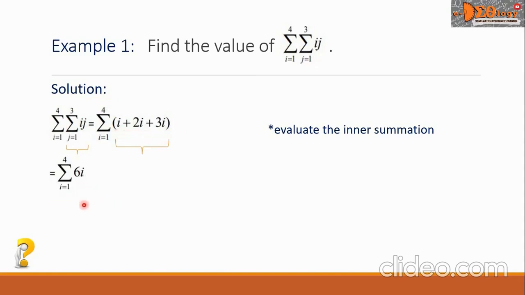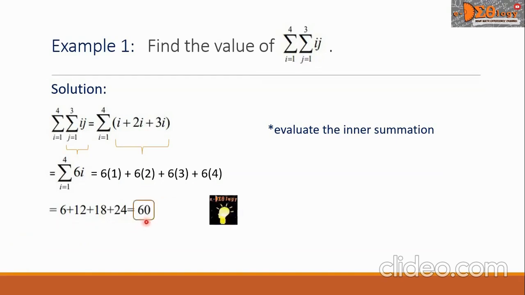Now we have a single summation. And this is now summation of 6i, where i equals 1 up to 4. When we expand this, we will have 6 times 1 plus 6 times 2 plus 6 times 3 plus 6 times 4. We simplify each of the products. We have now 6 plus 12 plus 18 plus 24. And the final answer is 60. This is the value of the double sums.